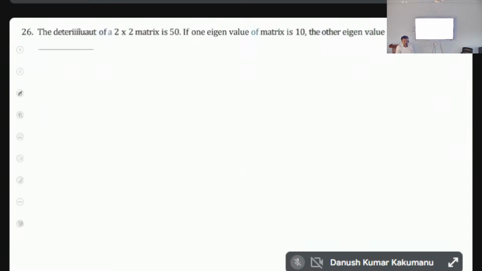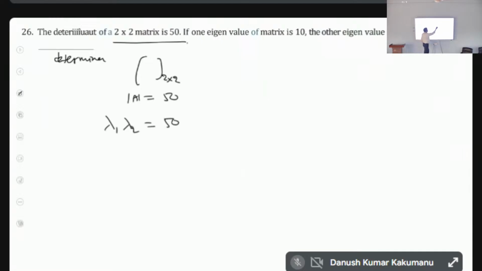Tell me, what is the answer? Look at the question. What is the question asking? Some of you are saying 5. What is the property? The determinant of A. This is the determinant of a 2 by 2 matrix. Determinant is 50. How many eigenvalues for a 2 by 2 matrix? 2 eigenvalues. Determinant is equal to what? Product of the eigenvalues. One eigenvalue is given, 10. What is the other eigenvalue? 50 by 10.